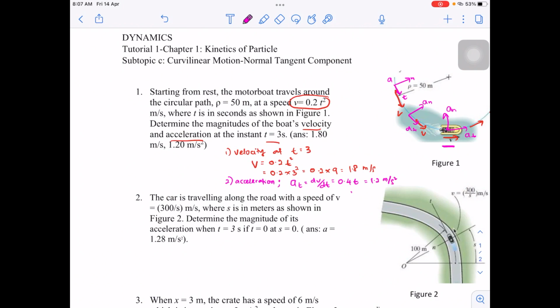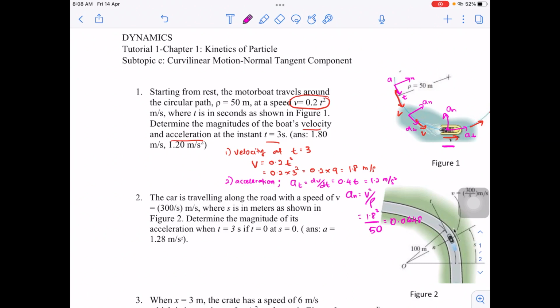For the normal component, the equation is v squared over rho. So you have 1.8 squared over rho, which is 50. This 1.8 is taken from the velocity we found earlier, 1.8 meters per second. You substitute into v squared over rho, so it is 1.8 squared divided by 50, which gives 0.0648. So this is an.